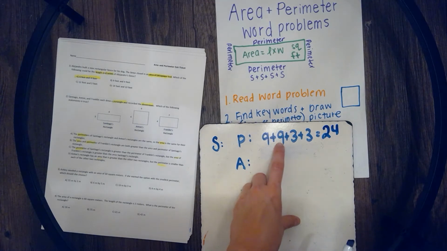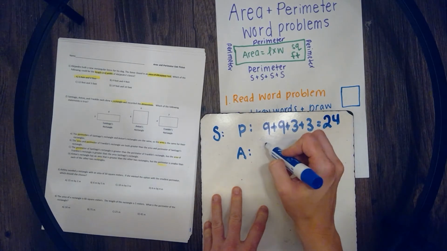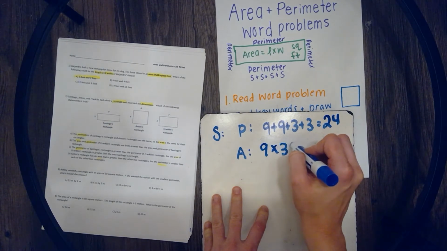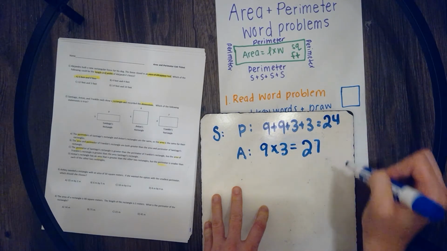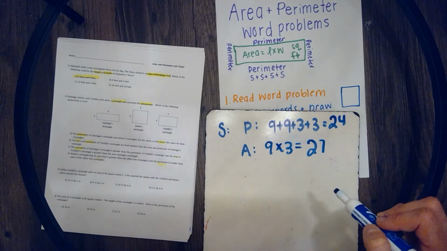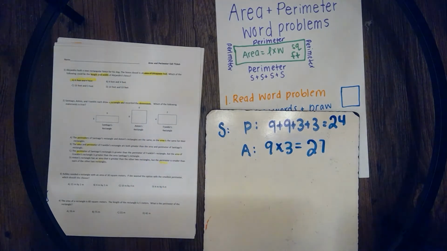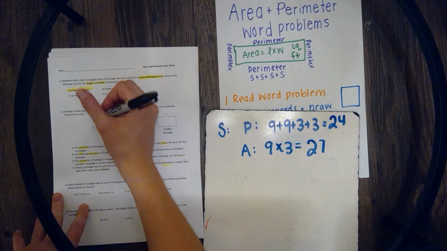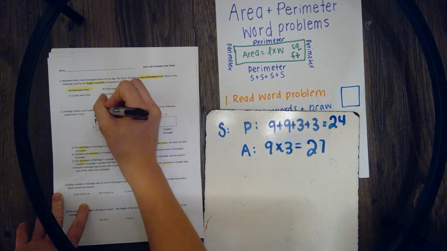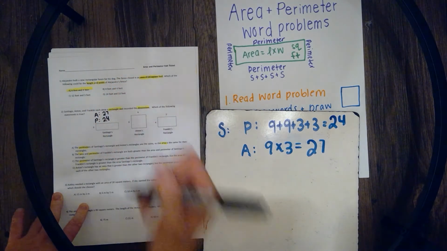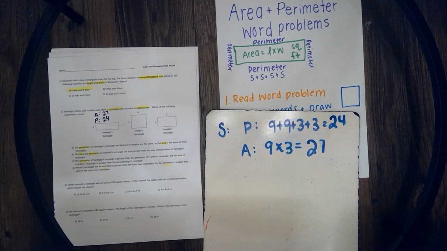So Santiago's perimeter is 24, and his area is 9 times 3, which would give us 27. Okay? We don't have measurements on these, so I'm just going to leave it how it is. And I'm going to go ahead and record that on my work. Area is 27, perimeter is 24. All right, check off Santiago's. Awesome. Let's do the next one.